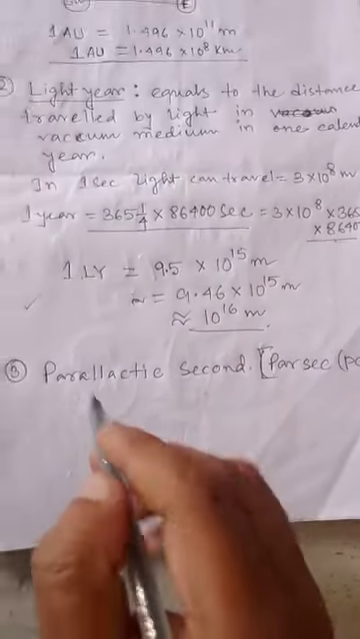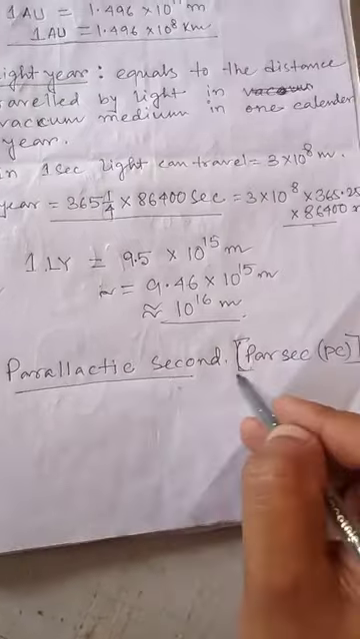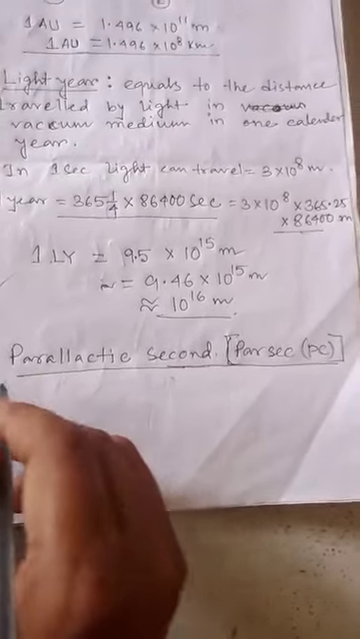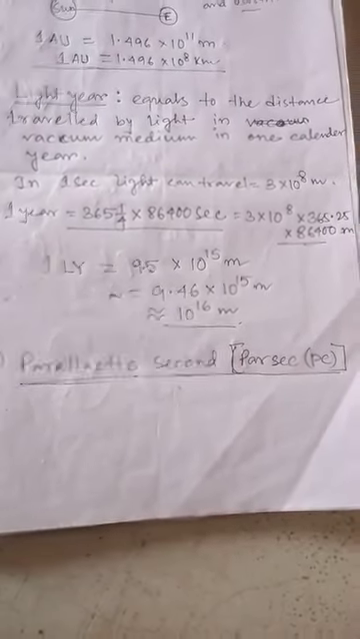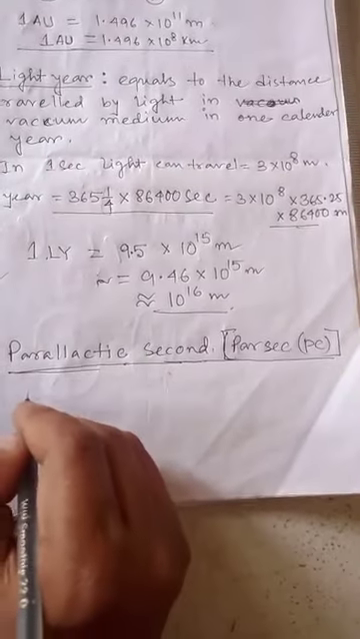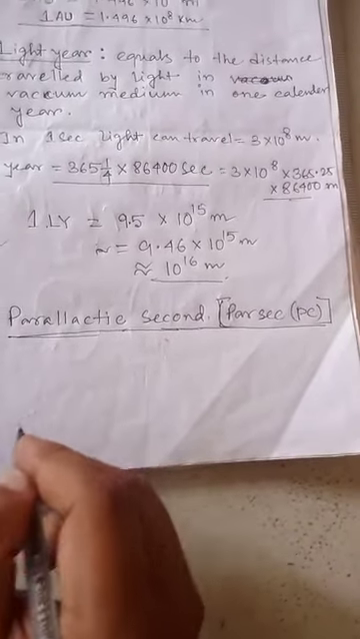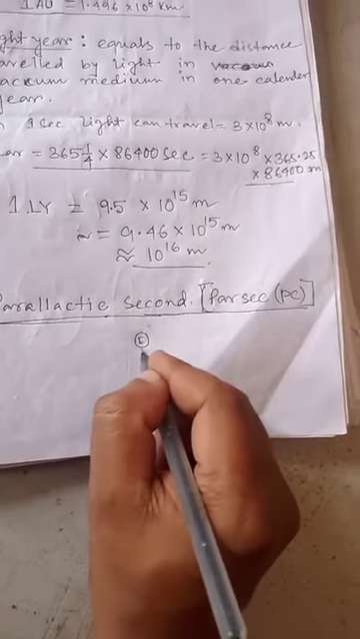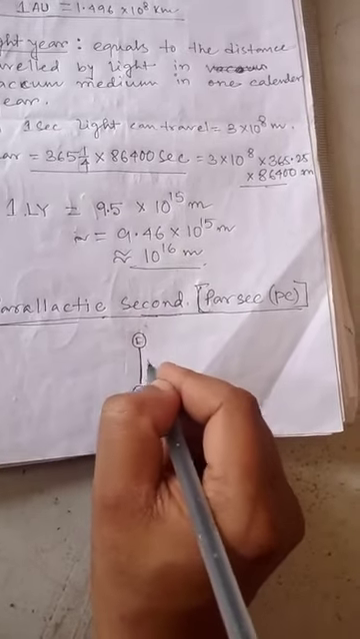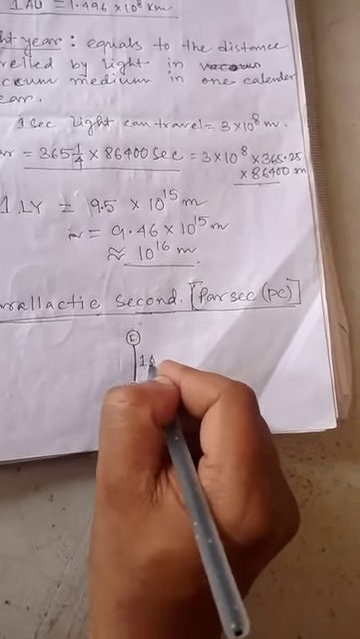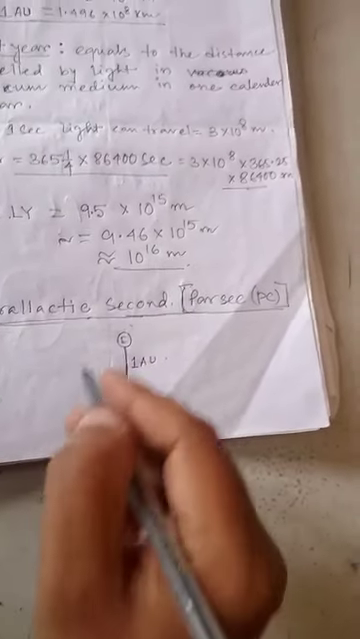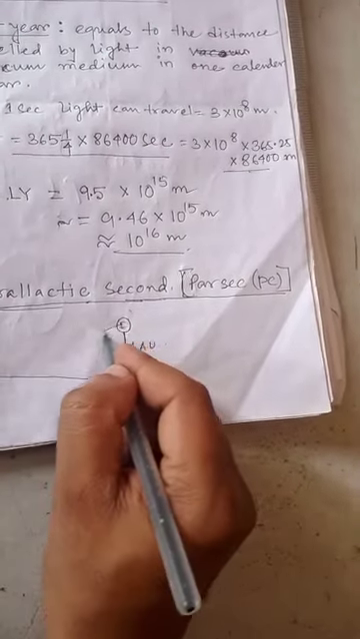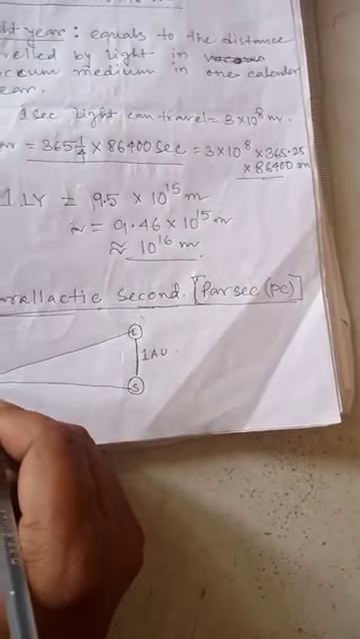Okay, and what is parsec? It is also the unit of distance or length. It is also the biggest unit of length. We can find it this way: 1 parsec means, if we consider this is the earth and this is the sun, then the distance between earth and sun is 1 astronomical unit.